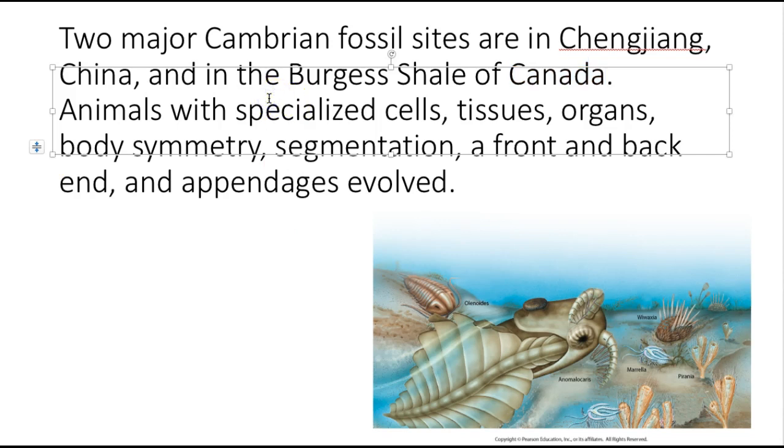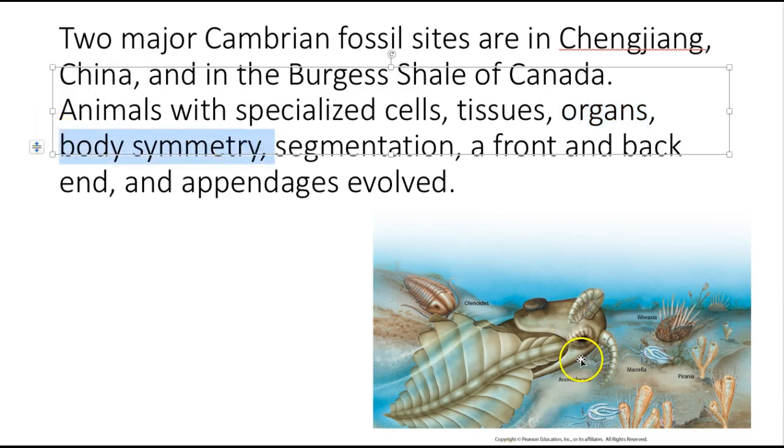But what else happened during the Cambrian Explosion? Animals with specialized cells, so cells that can do different jobs. Let's say cells that act as eyes, or cells that are part of a flipper, that kind of thing. There are also different tissues and organs that came about after that, just naturally.